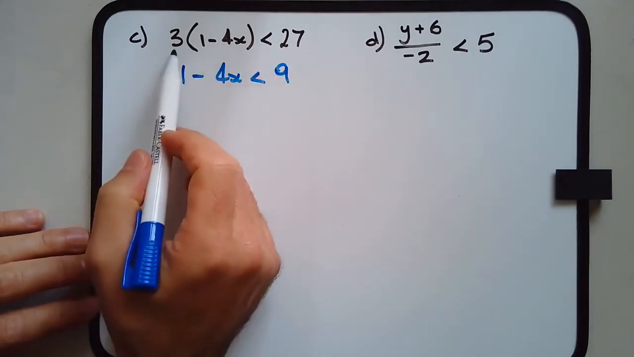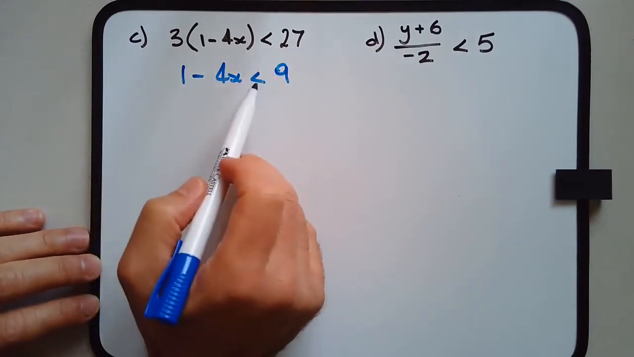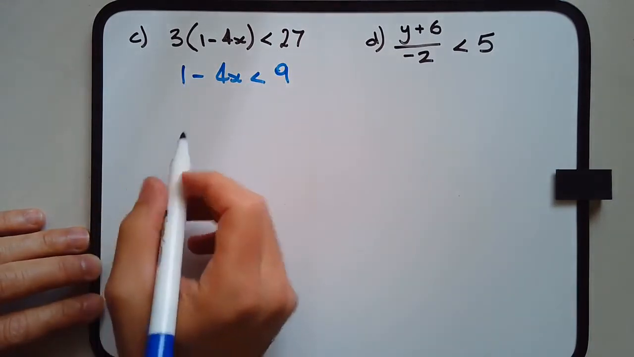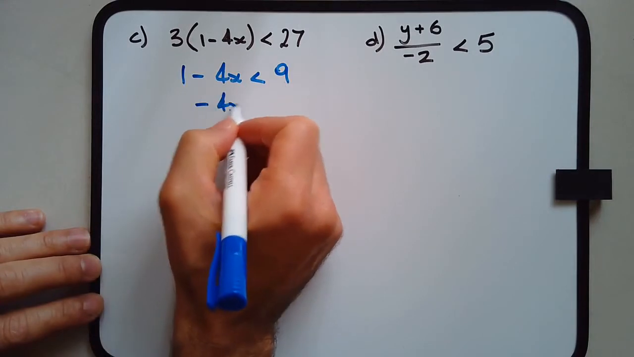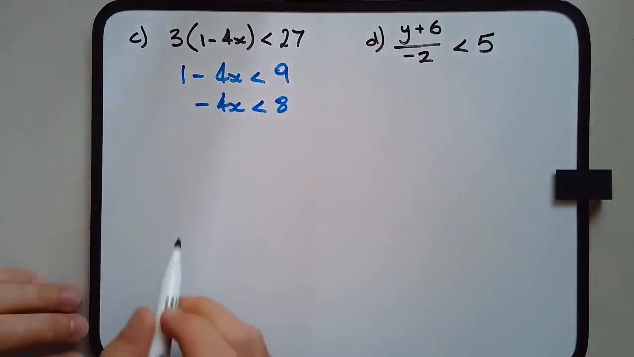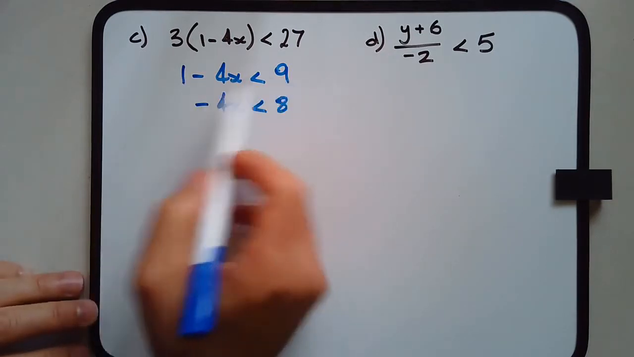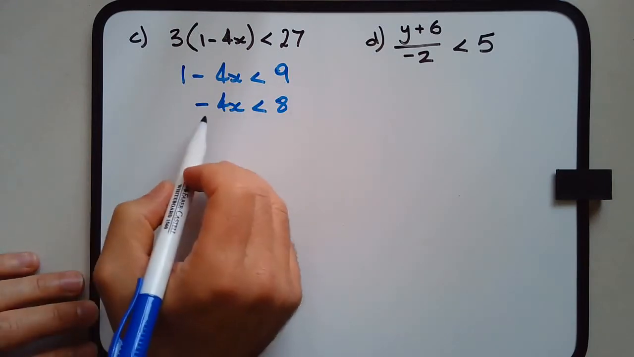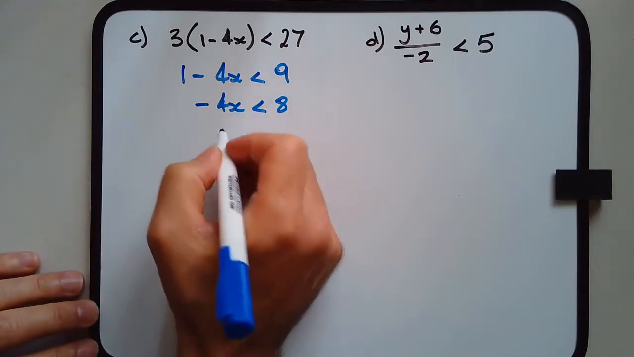Now, because we're dividing by a positive, the direction of the inequality sign is maintained. Now we're going to subtract 1 from both sides. So negative 4x is going to be less than 8. Again, because we're subtracting the same value from both sides, the inequality sign is maintained. However, now we're going to divide both sides by negative 4.